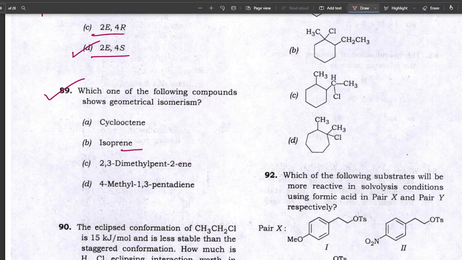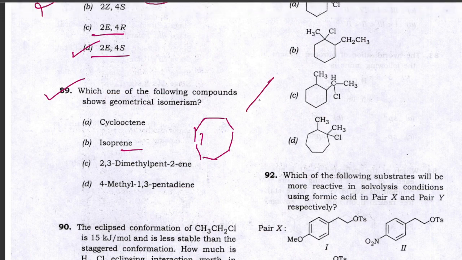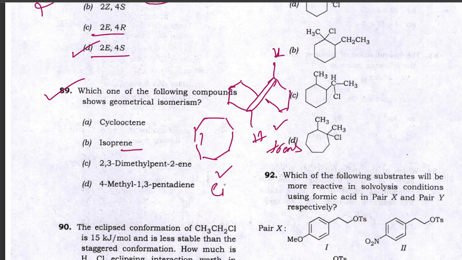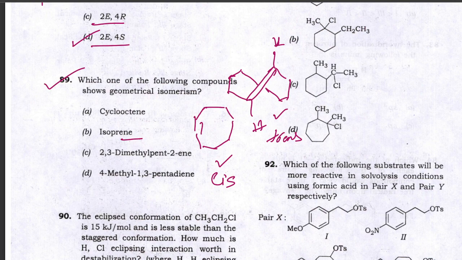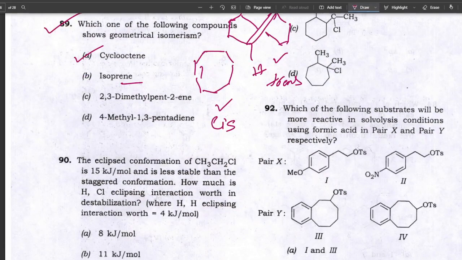Actually this is very interesting, because cyclooctane is like this. The ring size is sufficient to get a trans form, which will be like this. This is the trans form. You can very easily understand, this is the trans double bond. So this is the trans form, this is the cis form. So the option cyclooctane will be the correct one.